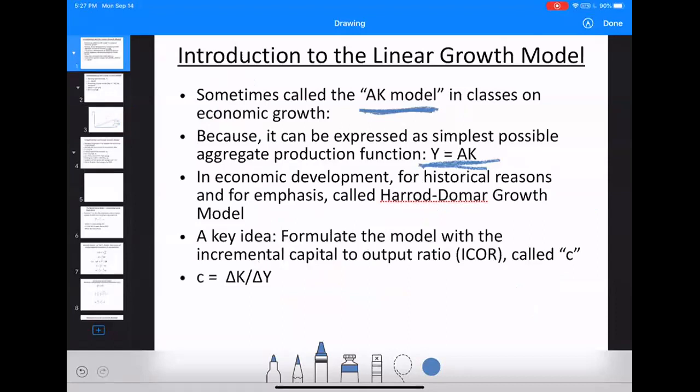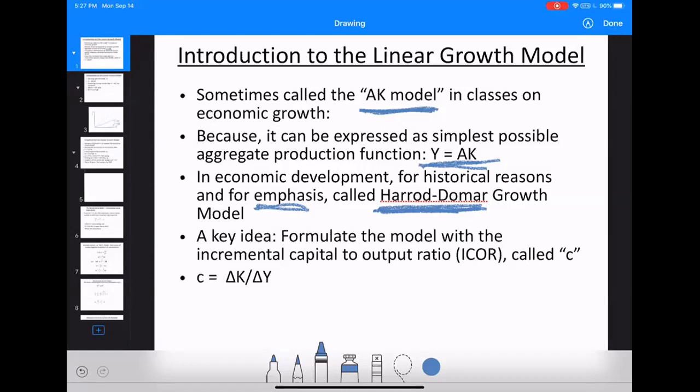For historical reasons and also for emphasis about the ICOR, as I'm going to explain in a moment, in development, this is often called the Harrod-Domar growth model. And that's named after Roy Harrod and also F.C. Domar, who were two early economists working in the area of growth, who worked on this problem in the context of a high unemployment economy, which is how one can think about a developing country in which most workers are in the informal sector.